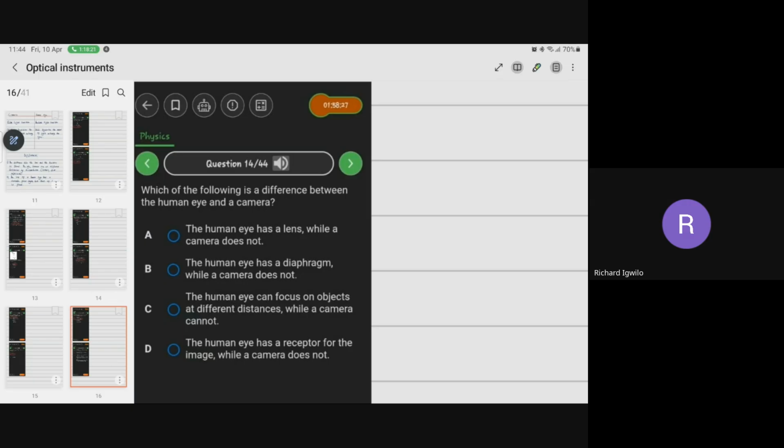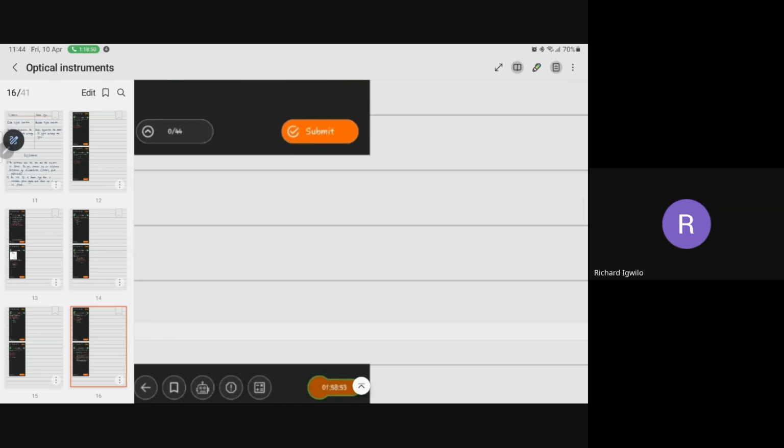Remember what I said? The distance between the lens and the retina is fixed in the human eye, right? But the eye can, however, see objects at various distances by the process of what? Accommodation. So, in as much as the distance is fixed, by the process of accommodation it can see different things at different distances. The camera cannot do that. You have to be the one adjusting it. But for the eye, God is good, man.